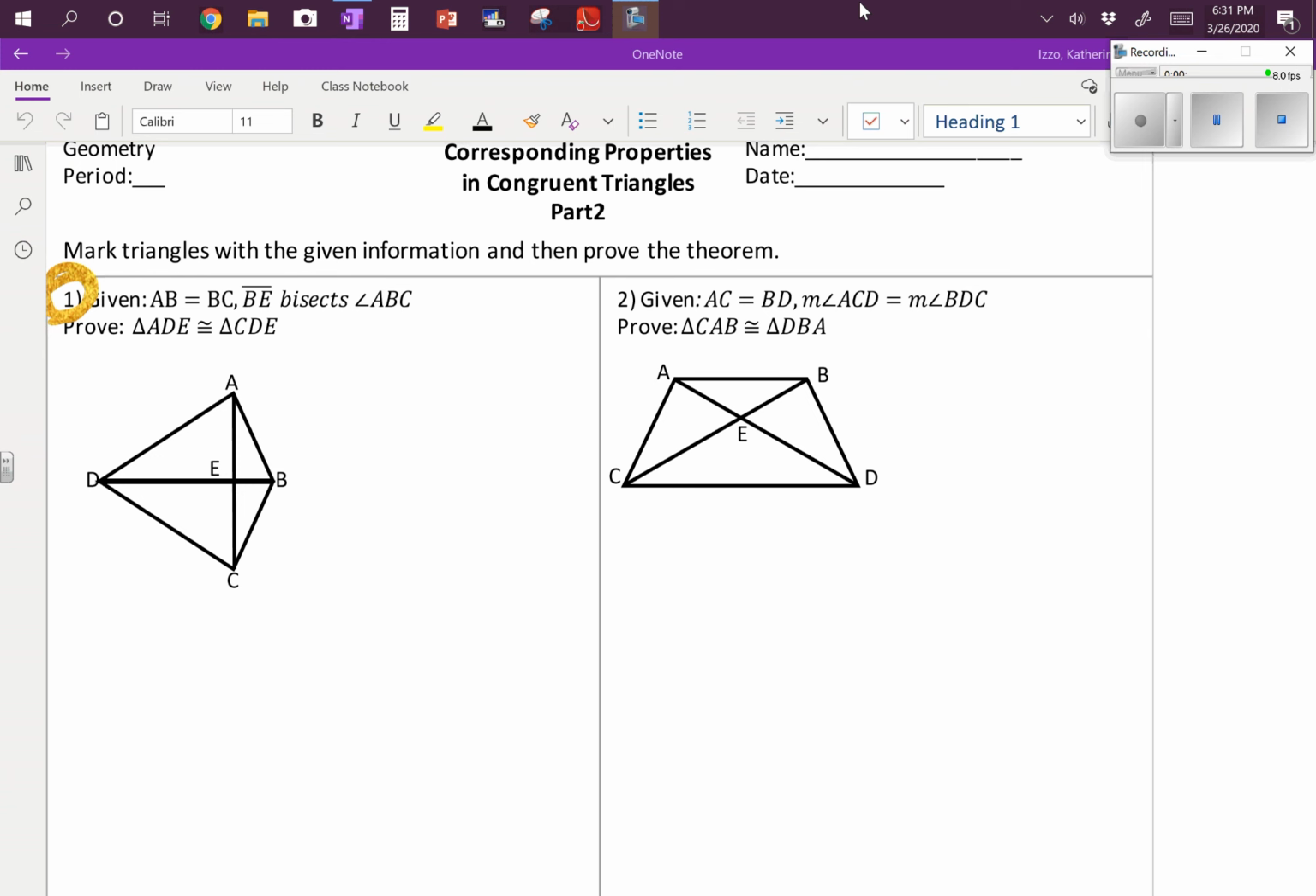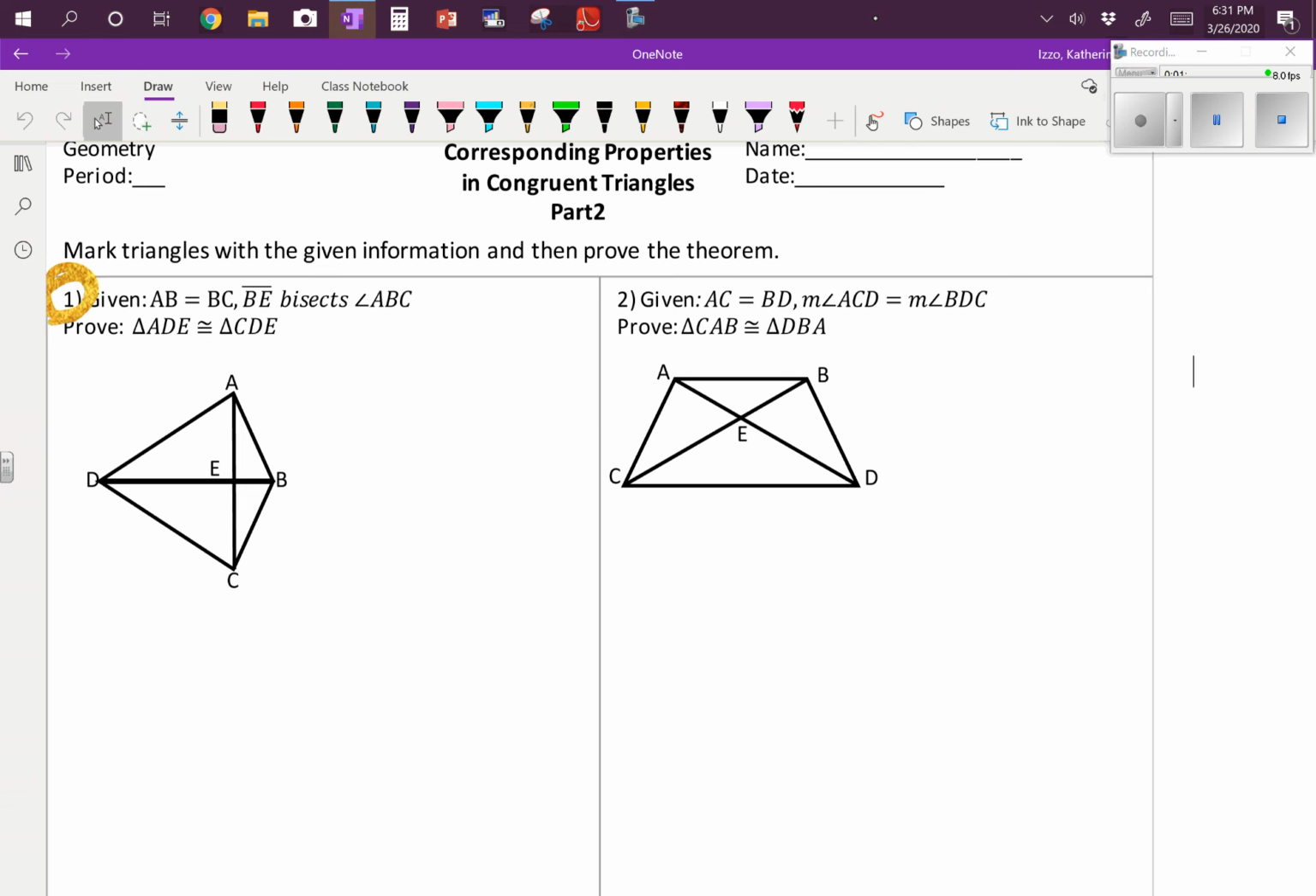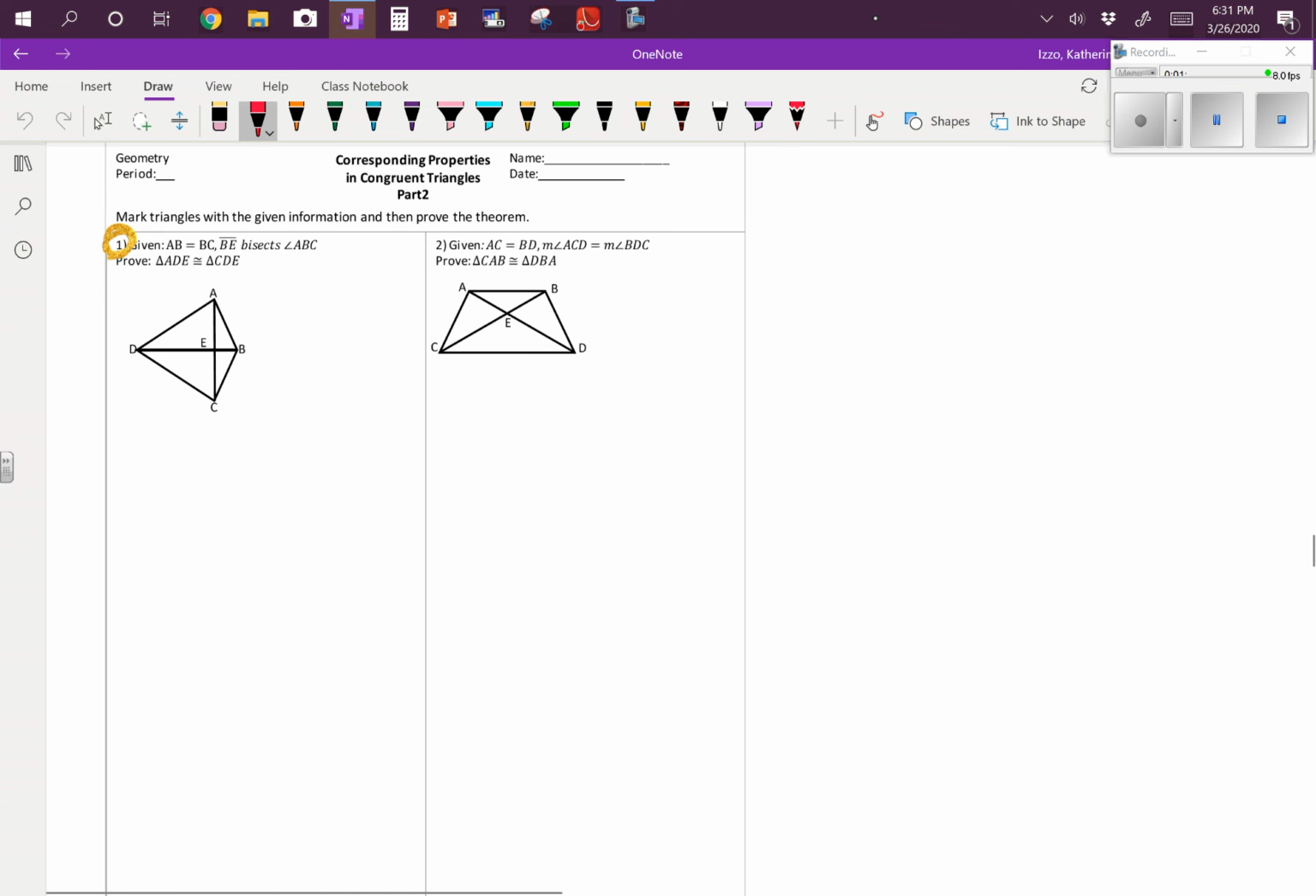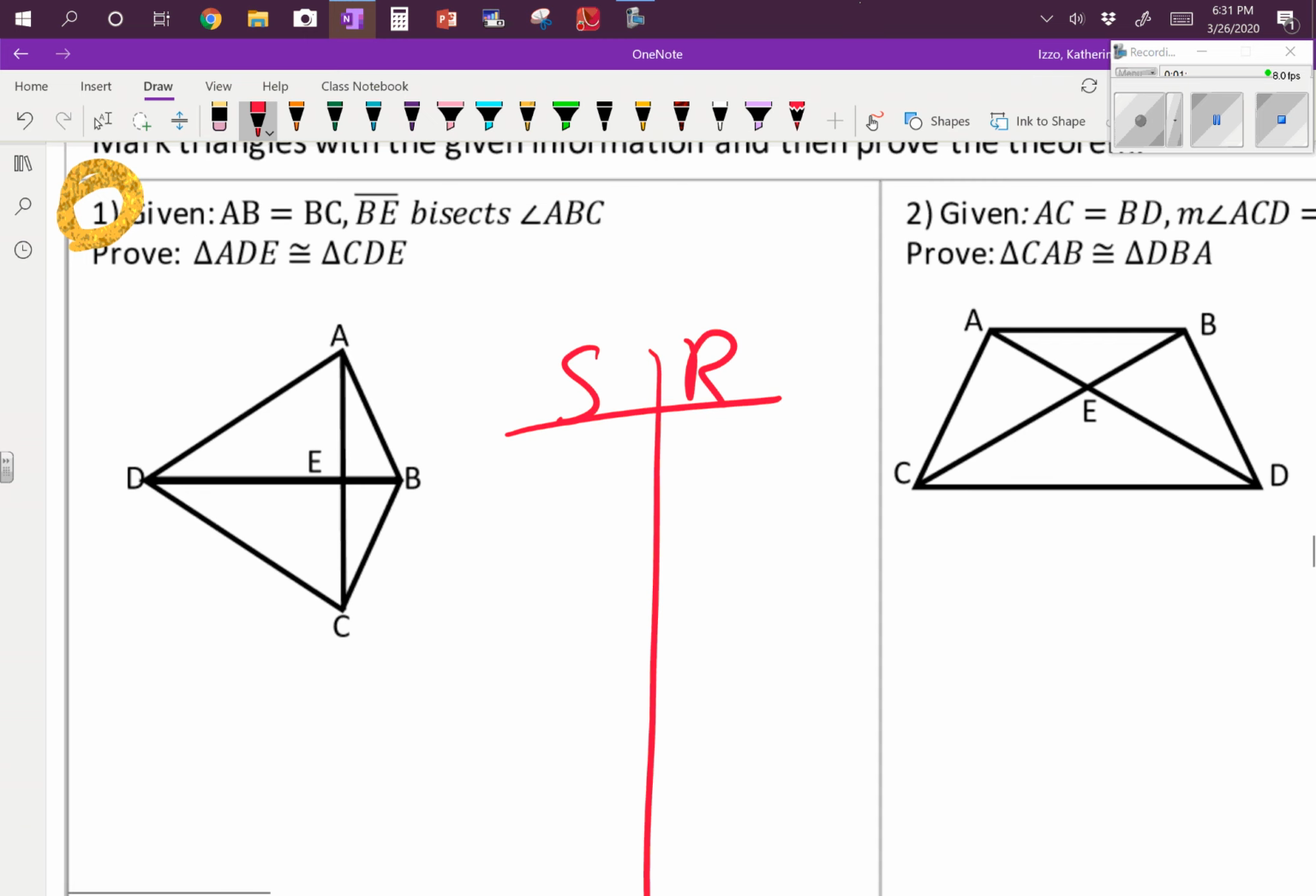Let's take a look at what we should have done for the homework. So let's go for drawing and our statement reason chart, just like we always do. And let's take a look. ADE is this. We're going to shade in that pink triangle right there. And CDE is this blue triangle right there. Okay, so we've got two beautiful triangles.